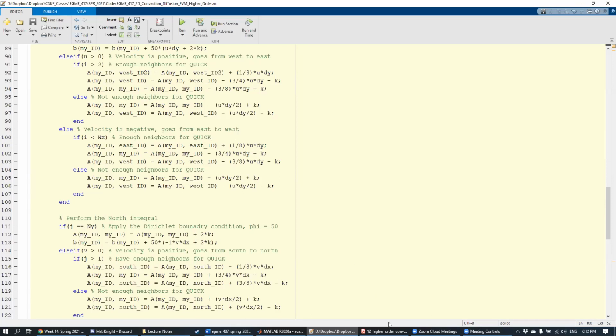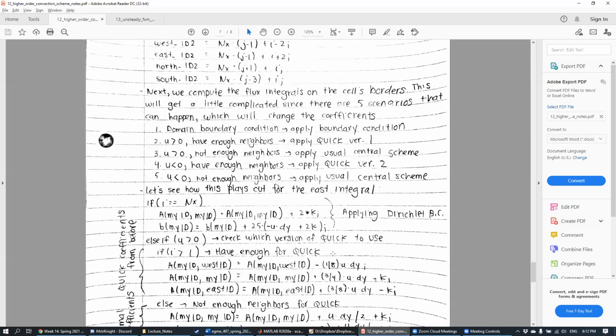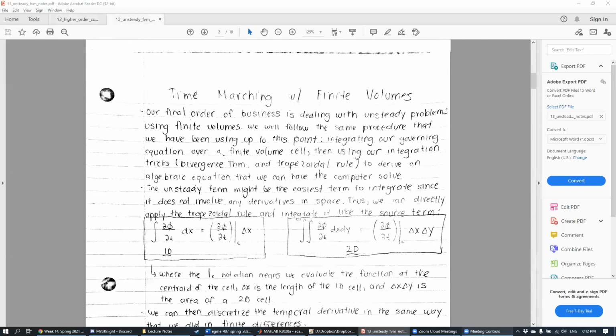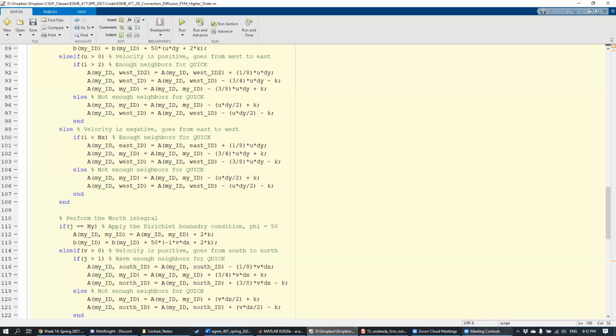Okay. So any final questions on this? Let me just make sure that I got everything here. Yes, it's upwinding. Okay, so that's higher order terms, and that's all you need to know about higher order terms.